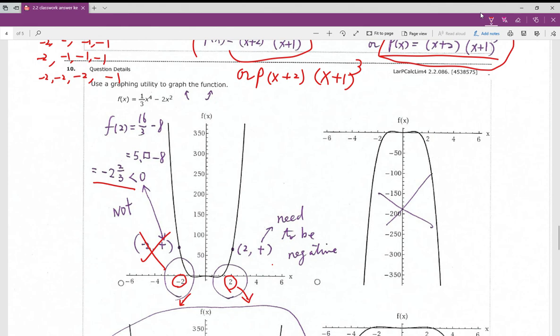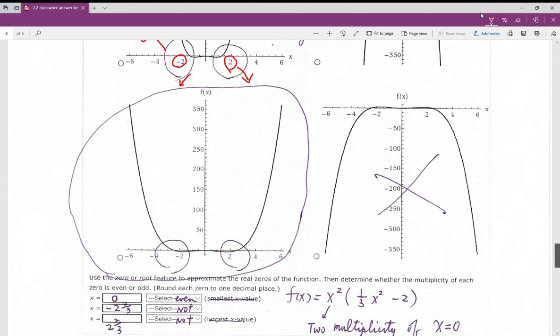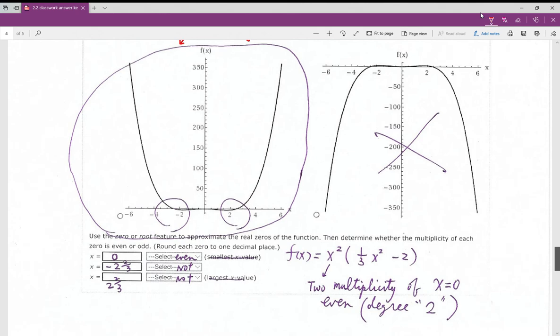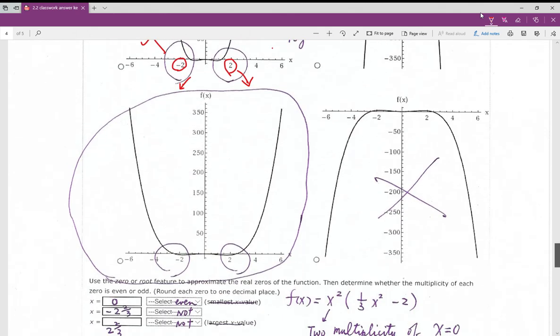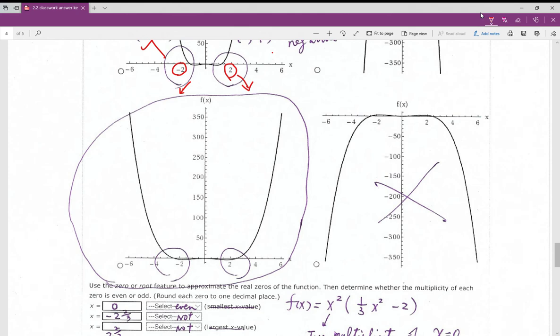But this graph is positive, so that's not right. So we don't choose this one. And the same thing, you can test to see right or wrong. And the only one that is right is this one. So when x is 2, it is supposed to be negative here. Very detailed, right? So when x is positive 2 or negative 2, y is negative. That's correct. And the end behavior, you can check, is correct.